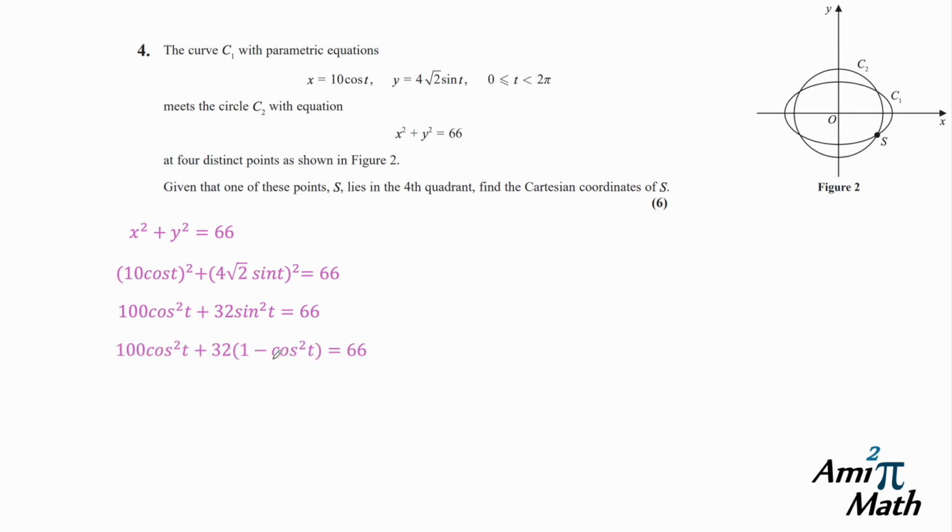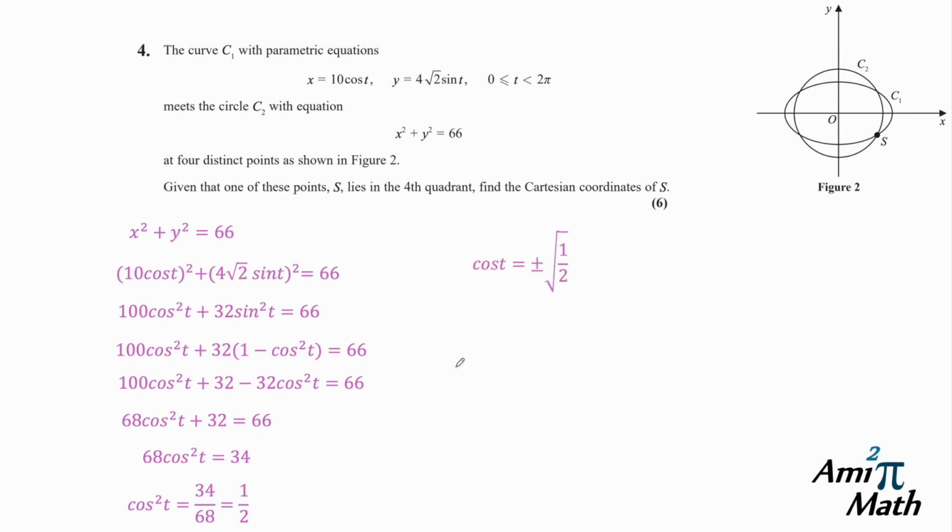And we can also rewrite it in terms of cos squared t. We know that our identity for sine squared t is 1 minus cos squared t. You can just expand it all out and you get this. And eventually you get cos squared t equals half. And then we can obviously square root that to get cos t equals plus or minus square root half. And then we can just work out what t is. We've got 1 over 4 pi and 7 over 4 pi. For a negative value, we get 3 over 4 pi and 5 over 4 pi.